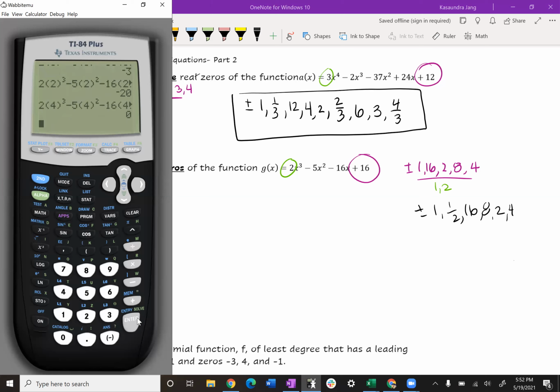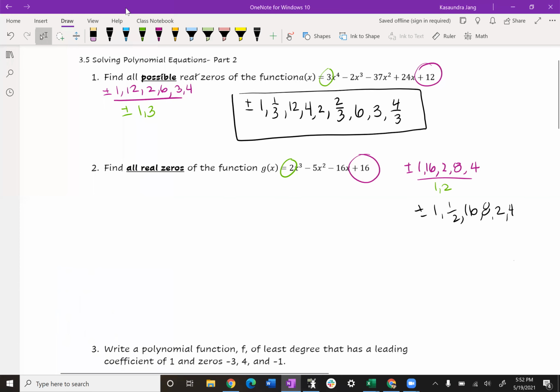Oh, the 4 gave me a remainder of 0. Okay, so 4 works. Let's go ahead and do some division to factor it out. I'm going to put that 4 in the box here. Again, I got the 4, positive 4. And we're going to do some synthetic division.